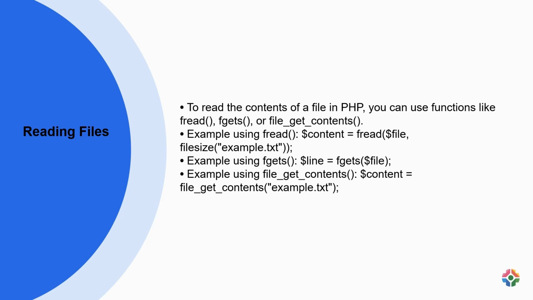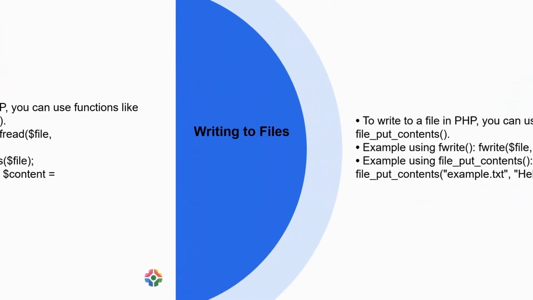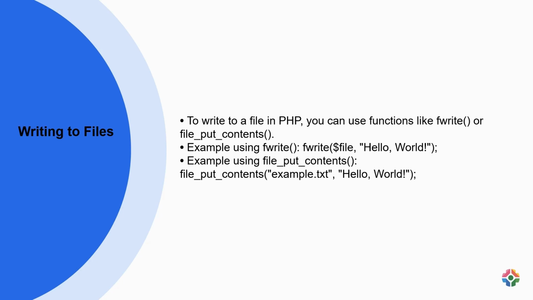$content = file_get_contents("example.txt"). When working with files in PHP, you can use functions like fwrite and file_put_contents to write data to a file. An example using fwrite, $f = fopen("example.txt", "w"); fwrite($f, "Hello world"). An example using file_put_contents, file_put_contents("example.txt", "Hello world"). These functions allow you to write content to a file in different ways, such as appending to an existing file or overwriting its contents.